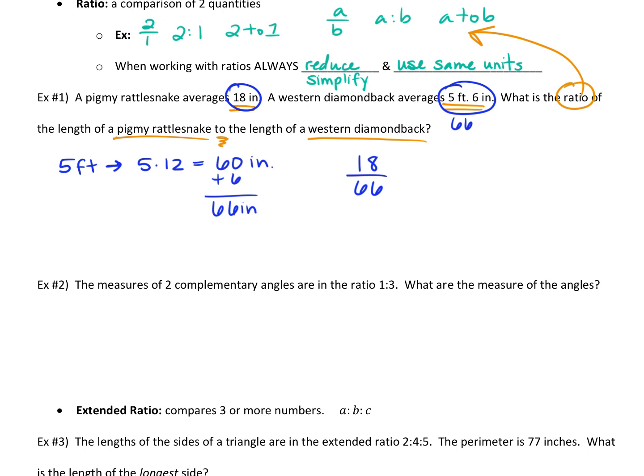No. Yes and no. Not fully, right? What do we have to do? Simplify. So if we reduce that, everything's divisible by what? 6. So 3 to 11, okay?